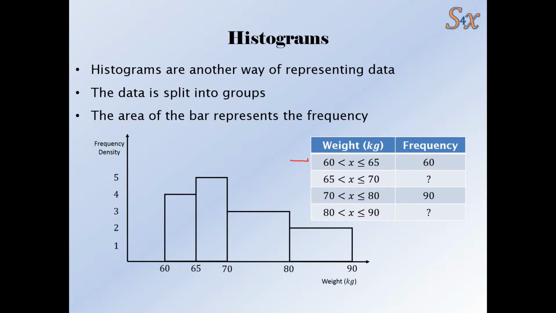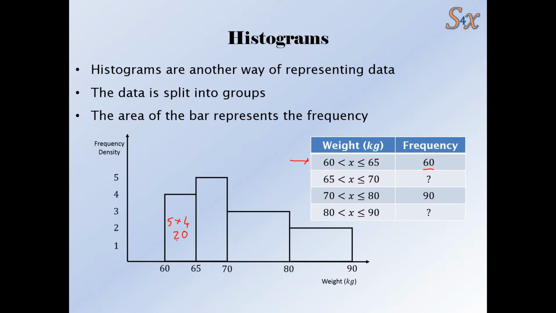If you have a look at this first row, this is the 60 to 65 kilograms. I've just changed it round a little bit. Now, the width on the histogram on that bar is 5, and the height is 4, which gives me 20 units of area. Now, the frequency in the table says 60, which seems like it doesn't match up, but it's because there's a scale factor been applied here. Remember, the area is just proportional to the frequency. It's not necessarily exactly the same.